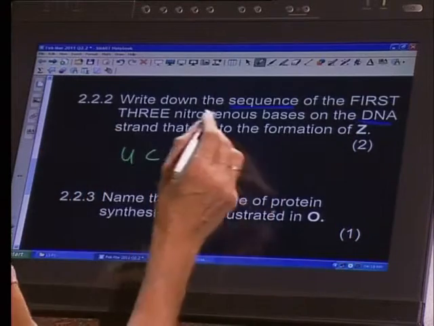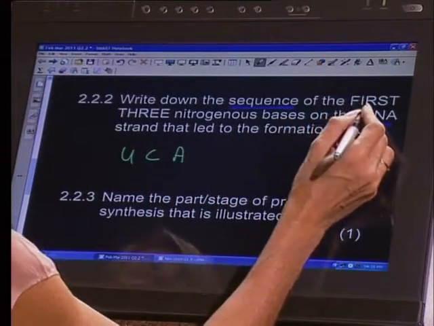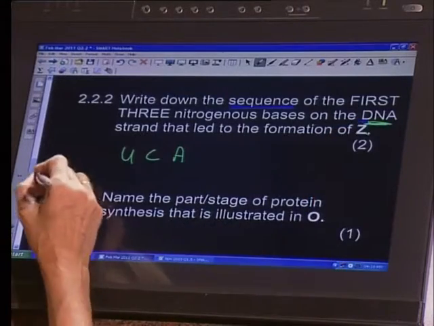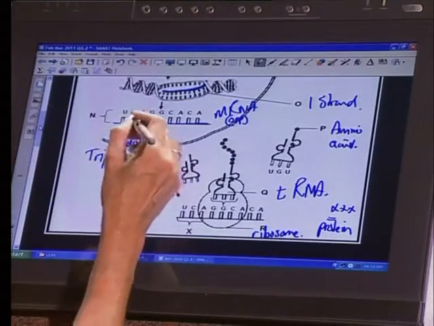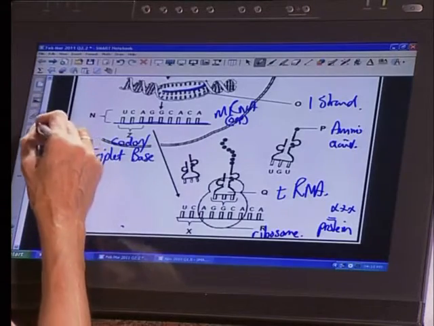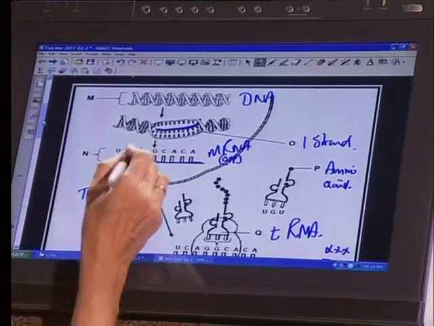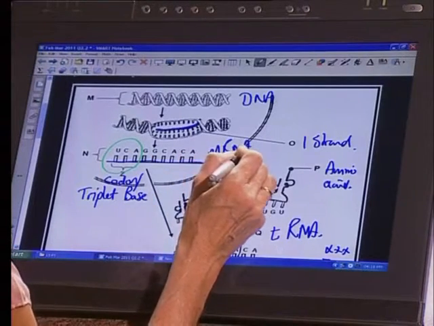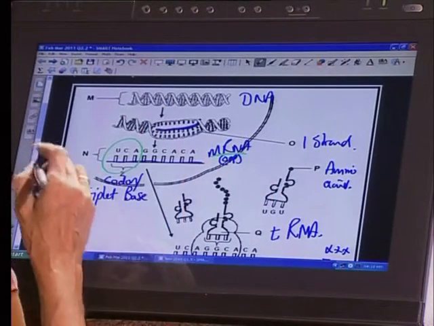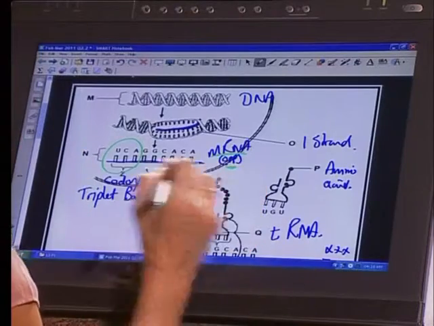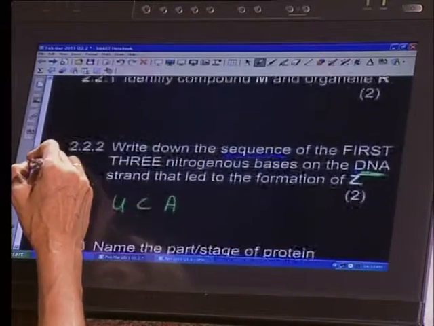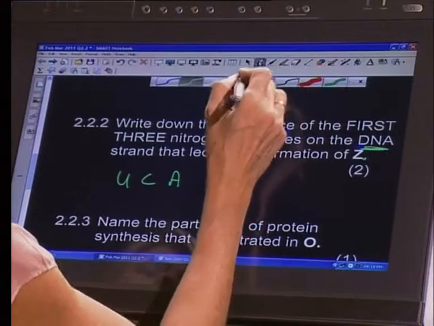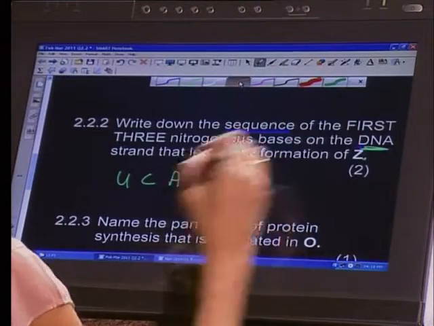Okay, so now remember, they want the first three on the DNA, not on Z. So at Z here, we're looking at the messenger RNA. So your DNA is going to be opposite. Do you remember that?